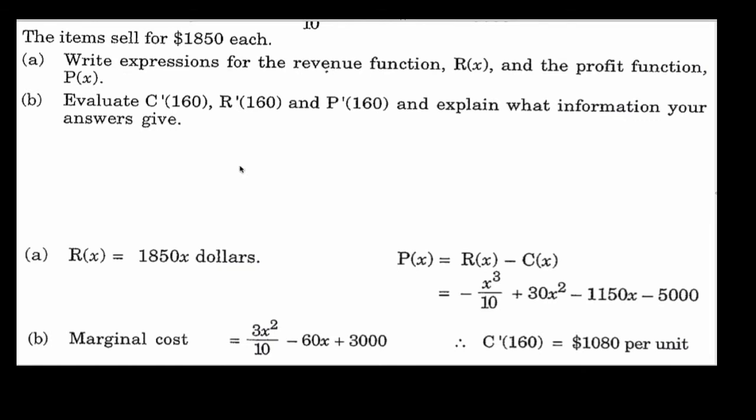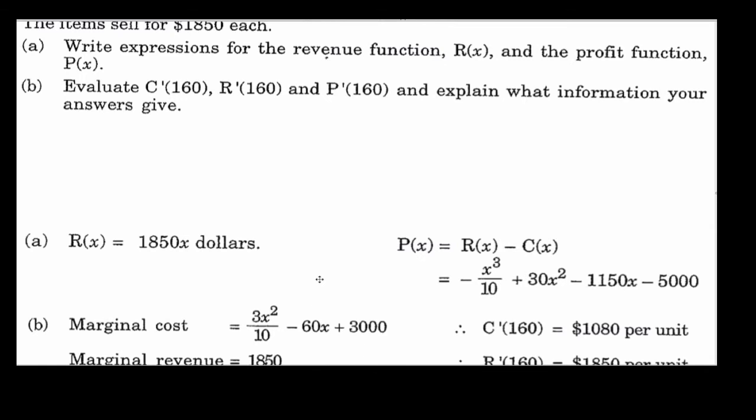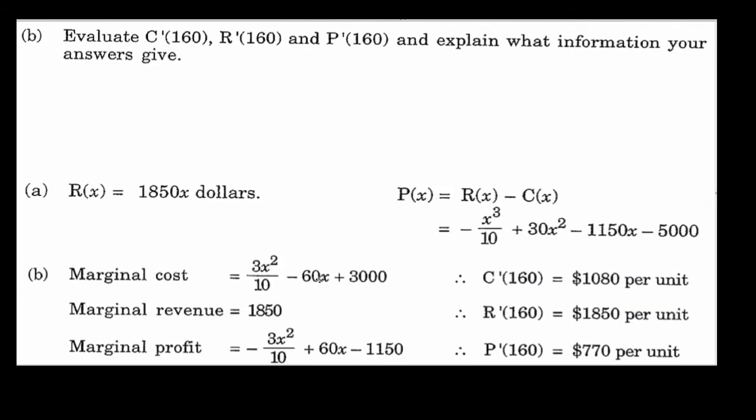So the second part of the question says evaluate C'(160), R'(160) and P'(160) and explain what your answers give. So we do the derivative of the cost function, that is this thing here, and we substitute in 160 and we get $1,080. The marginal revenue, the derivative of this function here, which is easy, 1850, so it doesn't matter where we are or how many units we've sold, the marginal revenue is always 1850. And the marginal profit, so that's the derivative of this thing here, and then we've substituted in 160, we've got $770 per unit.